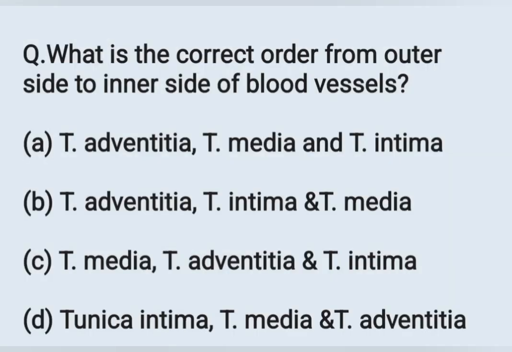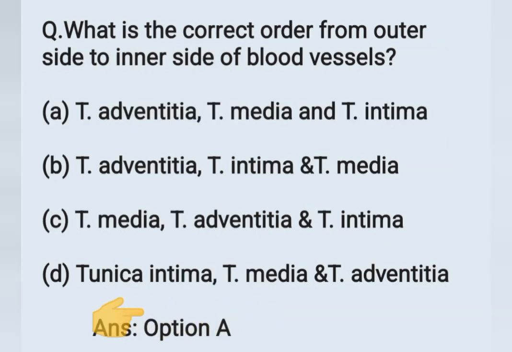And the next question is, what is the correct order from outer to inner side of blood vessels? Option A, tunica adventitia, tunica media and tunica intima. Option B, tunica adventitia, tunica intima and tunica media. Option C, tunica media, tunica adventitia and tunica intima. Option D, tunica intima, tunica media and tunica adventitia. The correct order from outer to inner side of blood vessels is tunica adventitia, then media and intima. Option A is the correct answer.